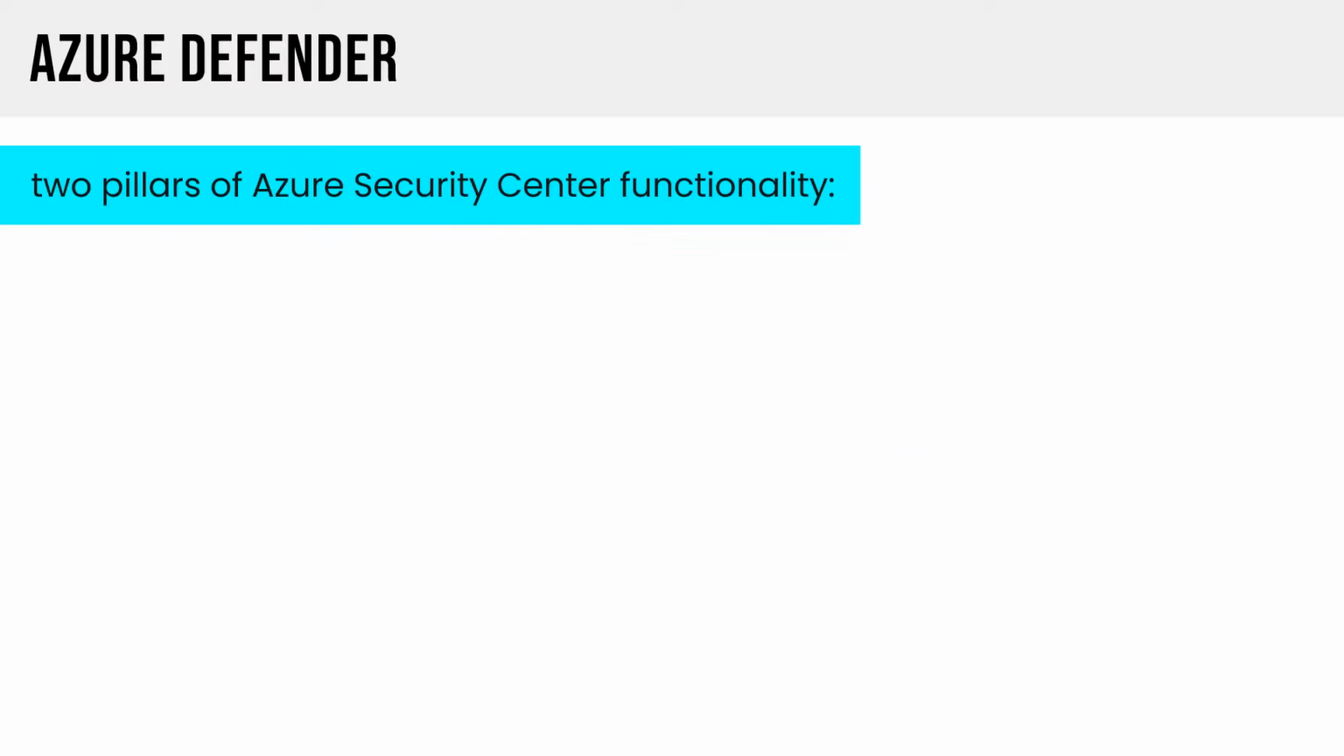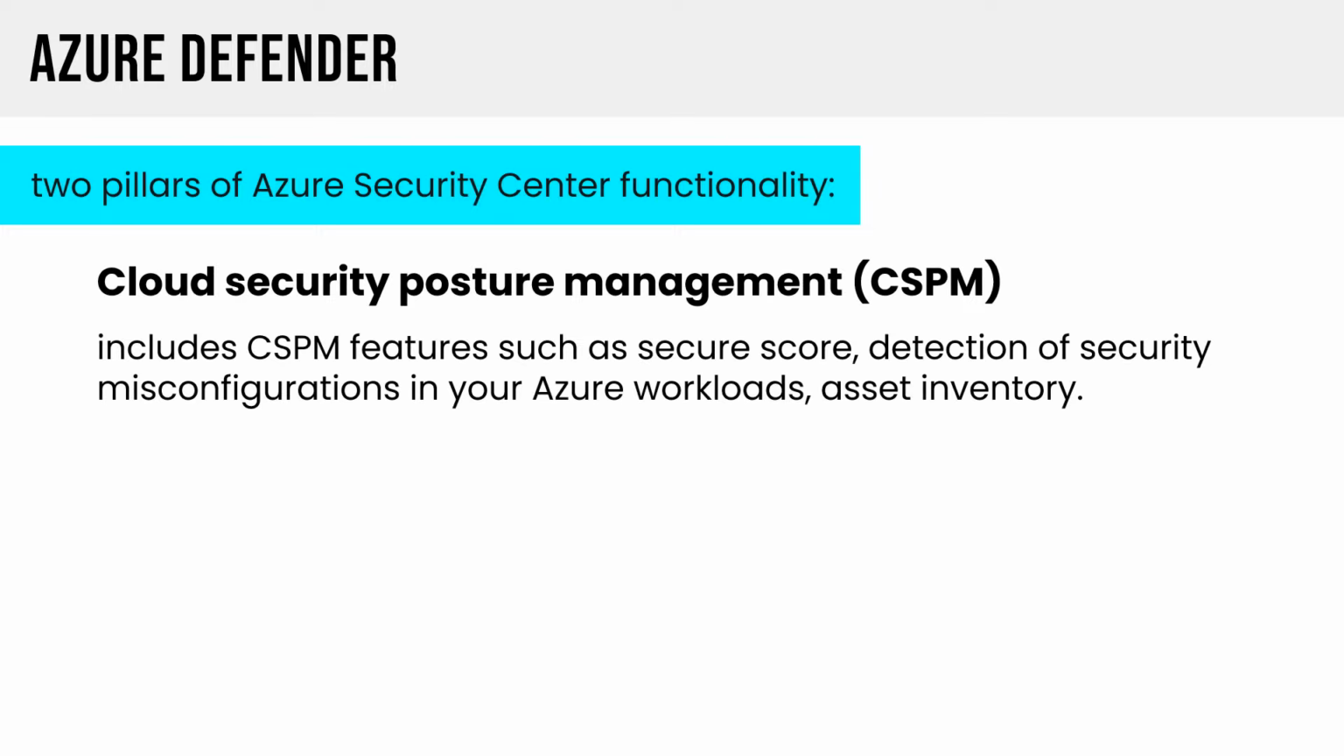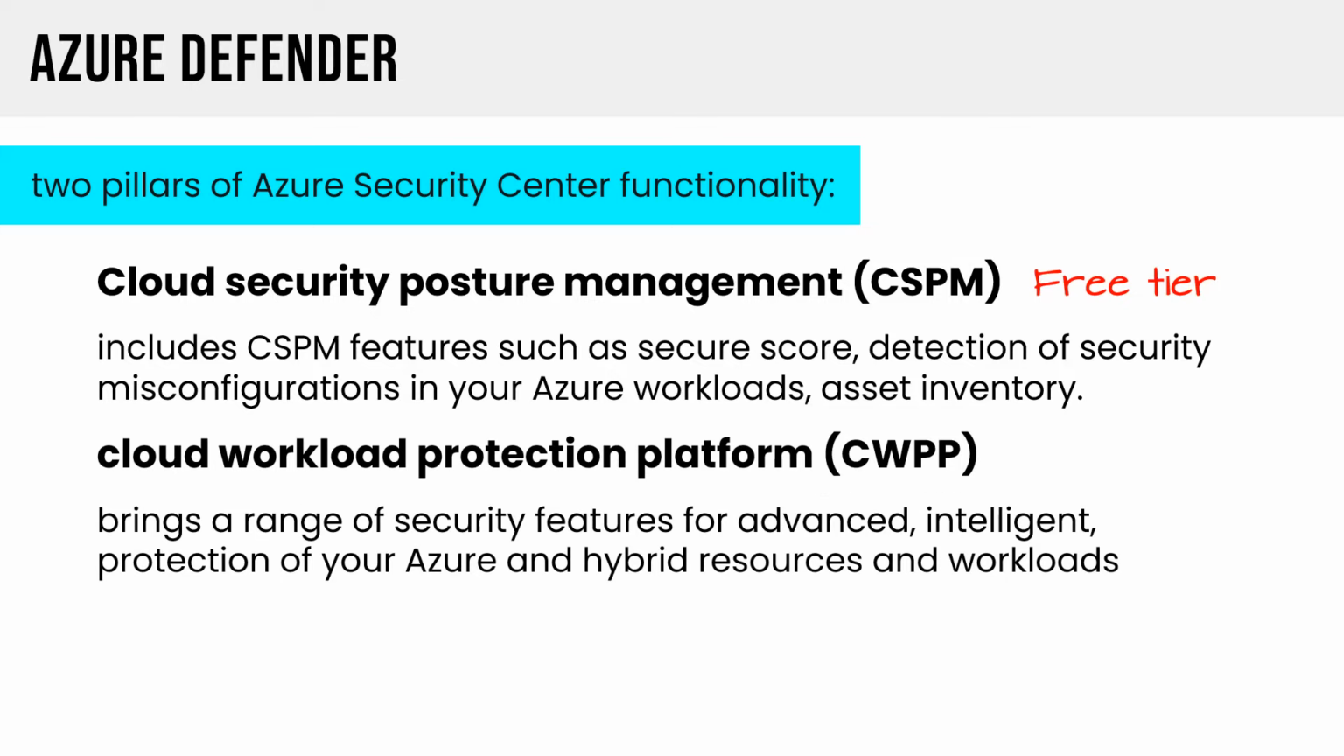Security Center has a couple of pillars of functionality that are called out in the skills measured we want to talk about. There's Cloud Security Posture Management, which are features like Secure Score, detection of security misconfigurations, and of course the recommendations that go with those from our Azure workloads and asset inventory. This is by and large free tier functionality in Security Center. And then we have Cloud Workload Protection Platform.